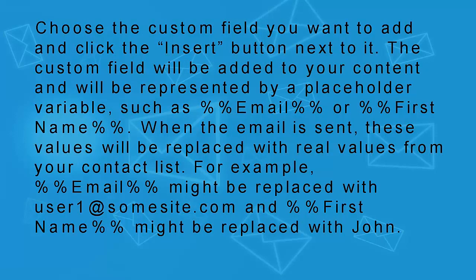Choose the custom field you want to add and click the Insert button next to it. The custom field will be added to your content and will be represented by a placeholder variable, such as %%email%% or %%first name%%. When the email is sent, these values will be replaced with real values from your contact list. For example, %%email%% might be replaced with user1@sumsite.com and %%first name%% might be replaced with John.